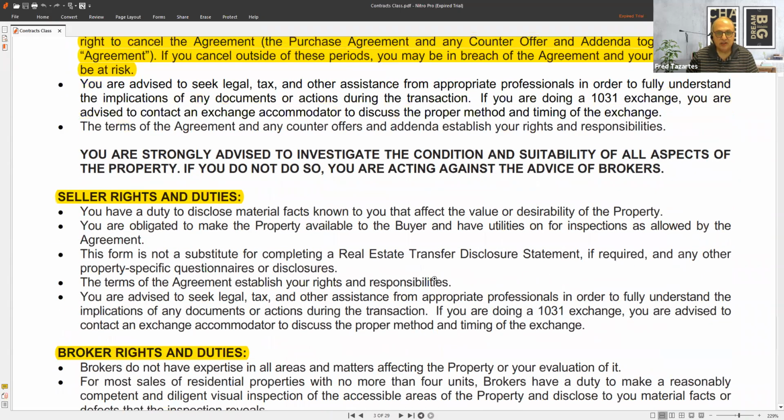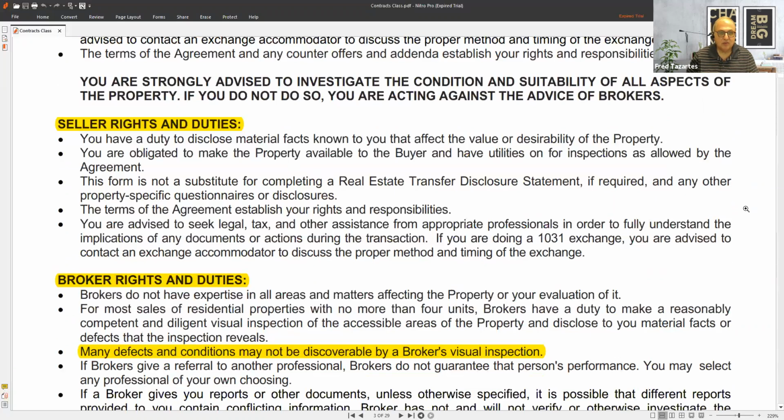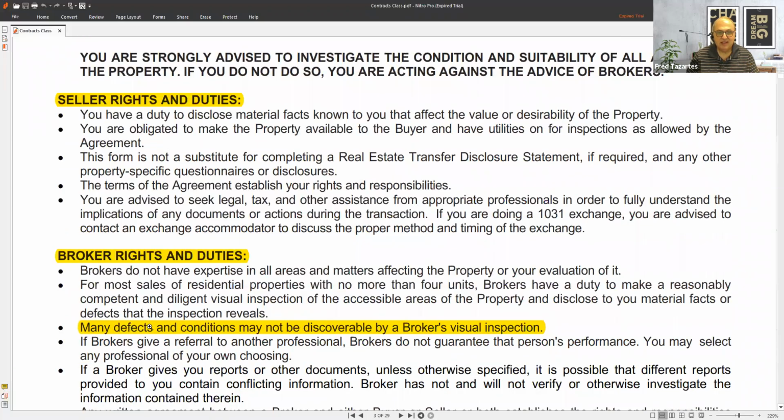Seller's rights and duties, okay? The seller always has to disclose everything they know about the property. Whether they think it's going to affect the deal or not, they still should disclose it. What's important to the buyer may be different than what's important to you, so you definitely need to disclose everything. The broker: many defects and conditions may not be discovered by the broker's visual inspection.